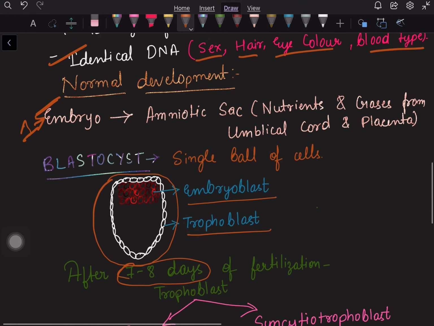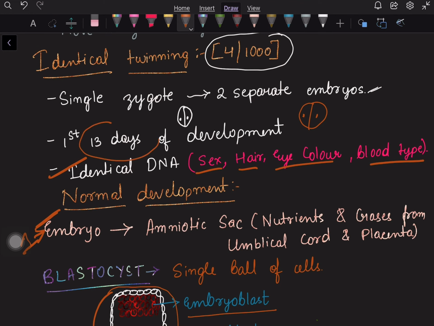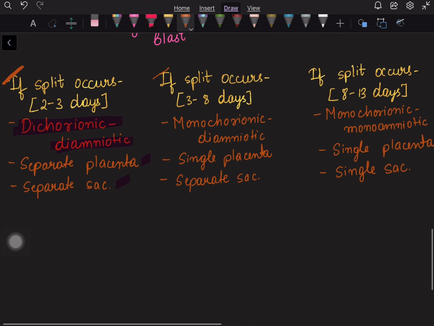As we have seen, identical twinning occurs within the first 13 days. So there are three possible cases within the 13 days. The first is within 2 to 3 days. The second is within 3 to 8 days. And the third is 8 to 13 days. So when it is 3 to 8 days, it is known as monochorionic diamniotic. What happens in monochorionic diamniotic is there is only a single placenta which both embryos have to share, but there is a separate sac for each embryo. This is because it is diamniotic. The name itself says that there will be two amniotic sacs present.